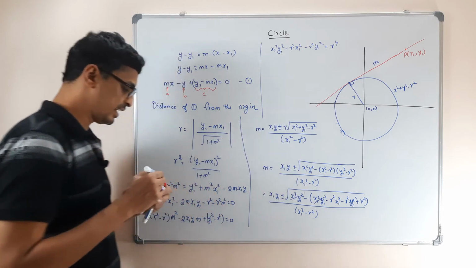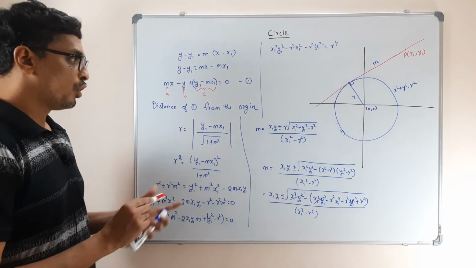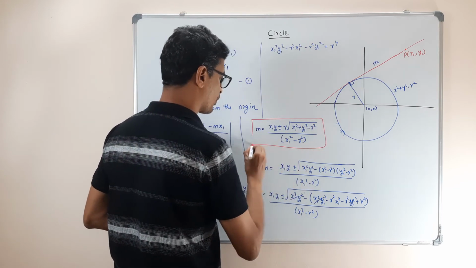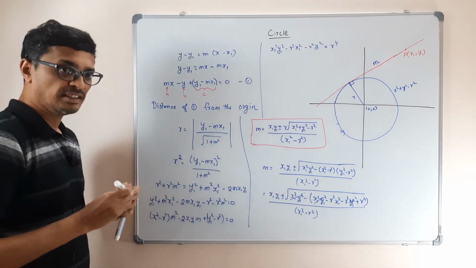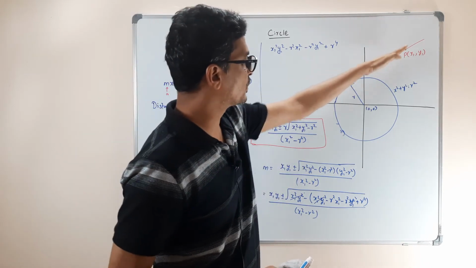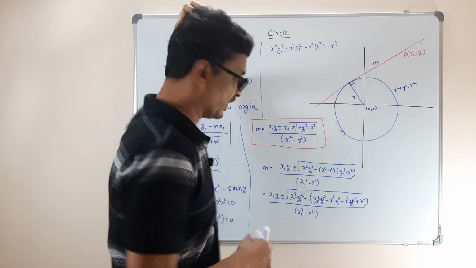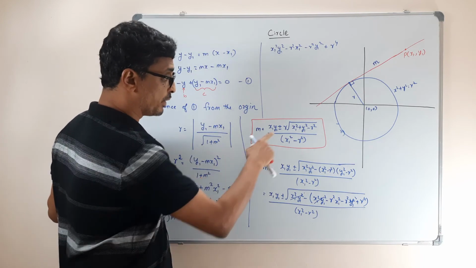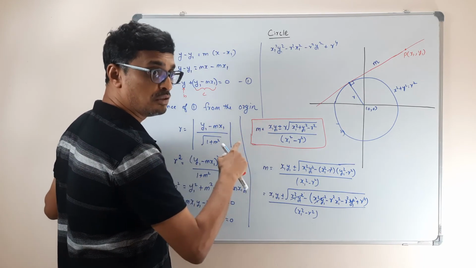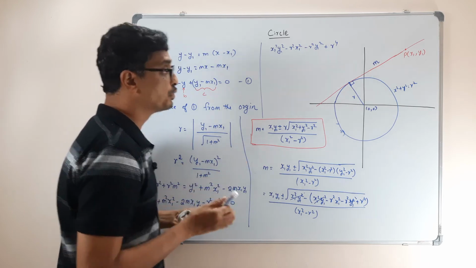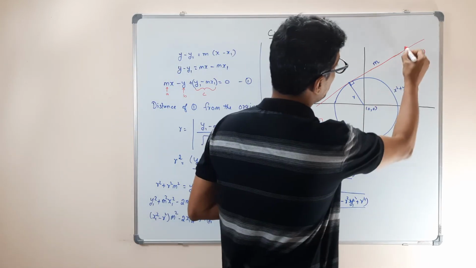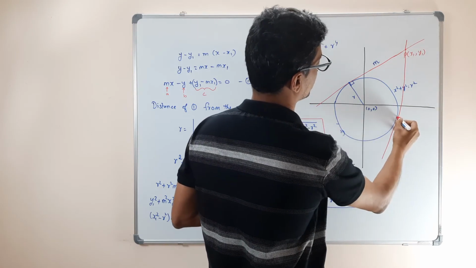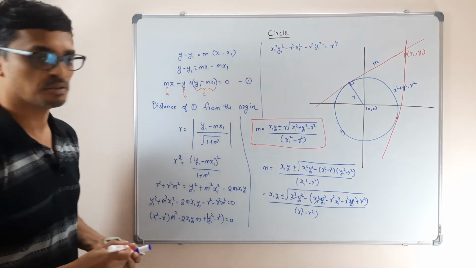So this is the slope of the tangent which passes through the point x1, y1. How many tangents? 1. No, 2 tangents. Why? Because one is plus and another one corresponds to minus. Yes, of course, we'll have 2 tangents because from the exterior point, you can actually draw 2 tangents to a circle.